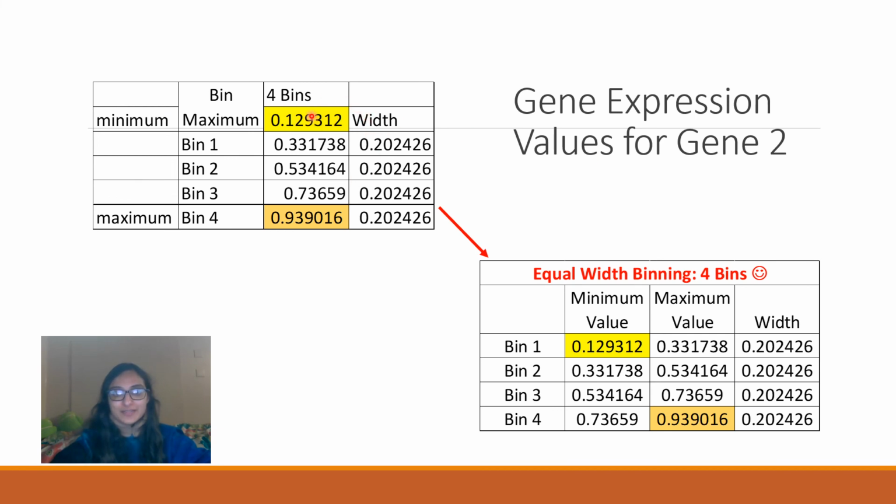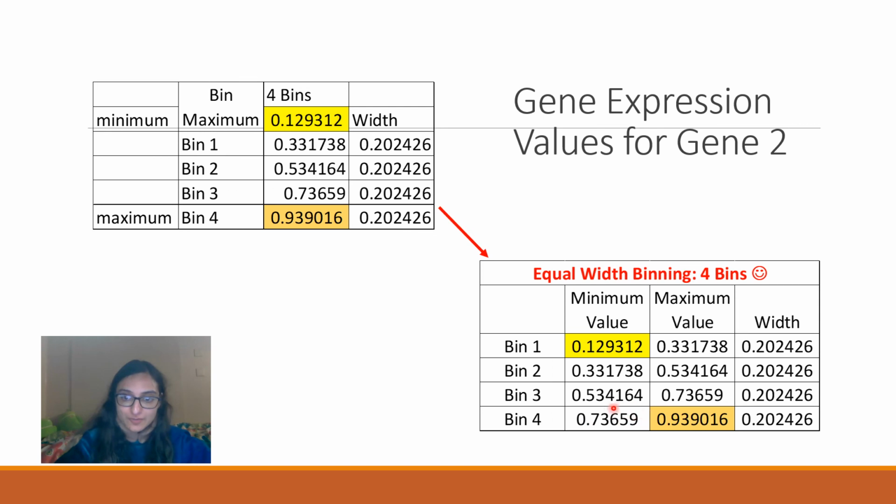Based on this width, we can derive what these bins will look like. With a width of 0.0202426, this will be the interval for bin 1, bin 2, bin 3, and bin 4. When a value is equal to a boundary, those are boundary cases, and it really depends on your implementation how you want to incorporate them into the binning strategy. If it's equal to this value, do you want greater than or equal to, or just a strict less than? That depends on your implementation. But that's how we do equal width binning and derive the intervals.